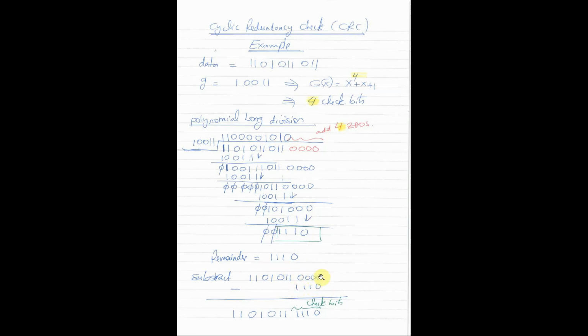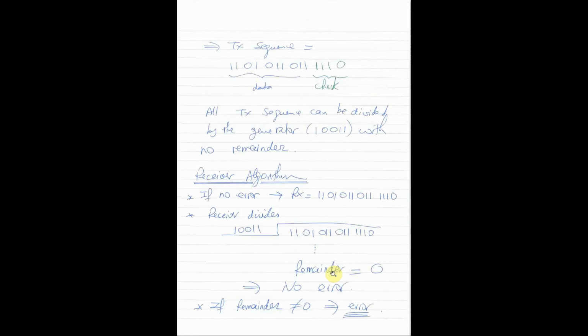Let's try to subtract. 0 minus 0 is a 0. 0 minus 1 is a 1. 0 minus 1 is a 1. 0 minus 1 is a 1. And this is as it is because I'm subtracting 0 from it. So what happens, that subtraction operation is equivalent to putting the data as it is, followed by these 4 remainder bits. So these 4 remainder bits are actually the check bits. So what is the transmitted sequence?